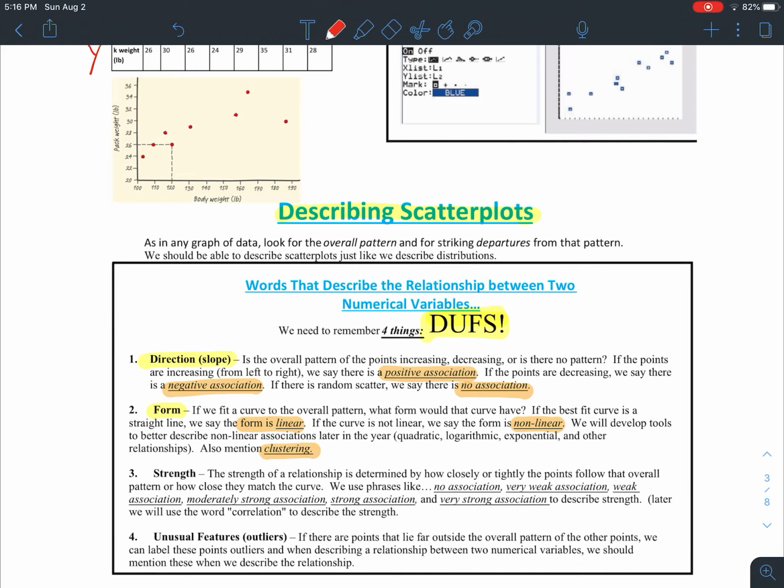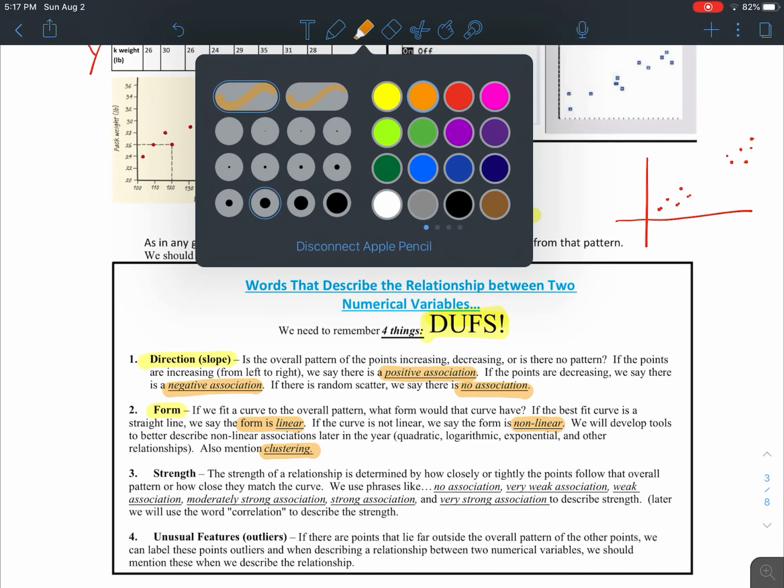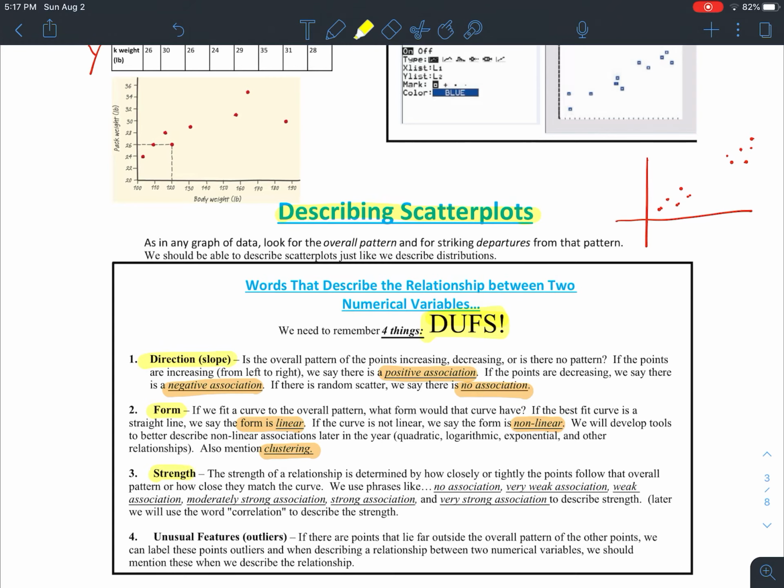Also, another thing to mention here with form would be clustering. And when I say clustering, this is what I'm talking about. I'm going to draw an example here. Let's say that you have some points maybe here, and then there is a little bit of a gap, and then maybe over here we have another cluster of points. This is what I mean. It feels like these are in 2 separate clusters because there's a gap in between.